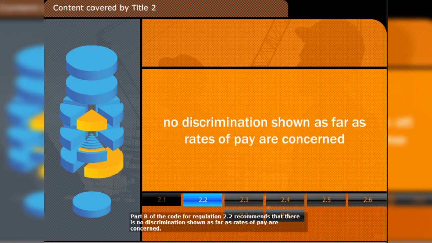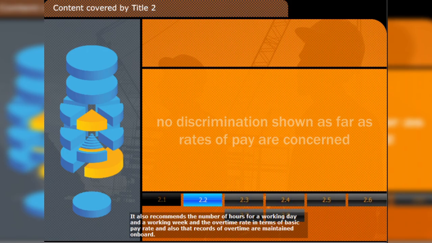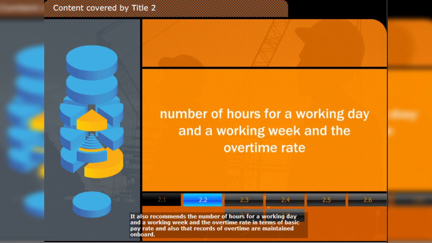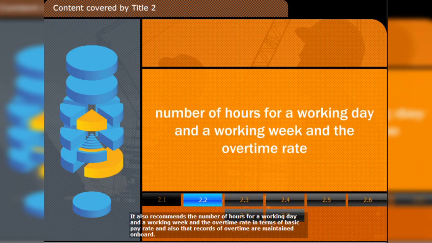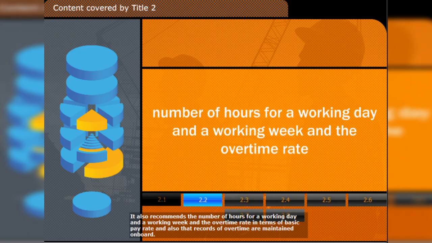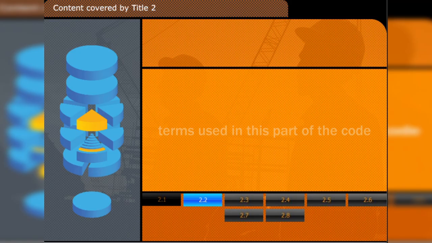Part B of the Code for Regulation 2.2 recommends that there is no discrimination shown as far as rates of pay are concerned. It also recommends the number of hours for a working day and a working week, and the overtime rate in terms of basic pay rate, and also that records of overtime are maintained on board. It also defines a number of terms used in this part of the Code.